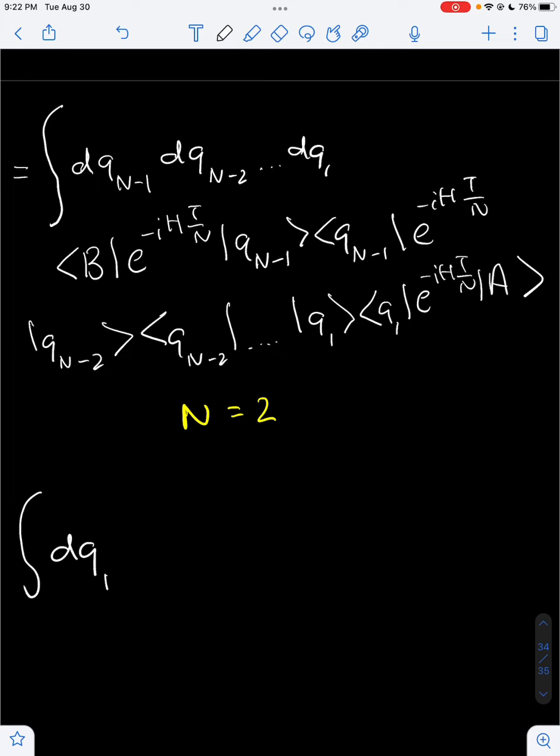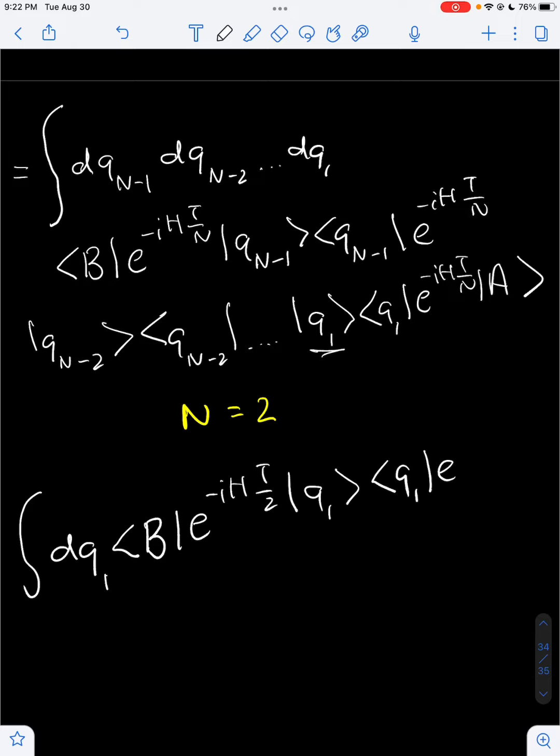Okay, so then it's going to be ket b times e to the minus iHt over 2 times q n minus 1, so just q1. And then since we're already at q1, we just have to do this one more time. And then e to the minus iHt over 2 acting on a.